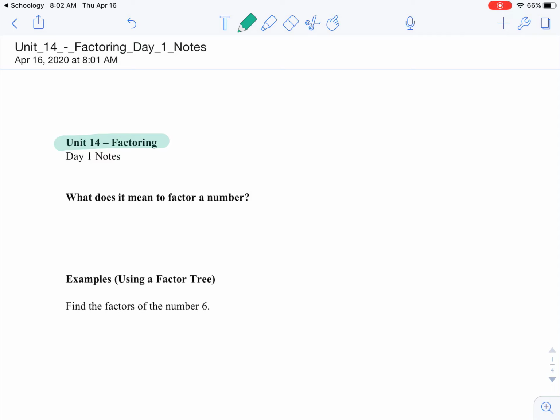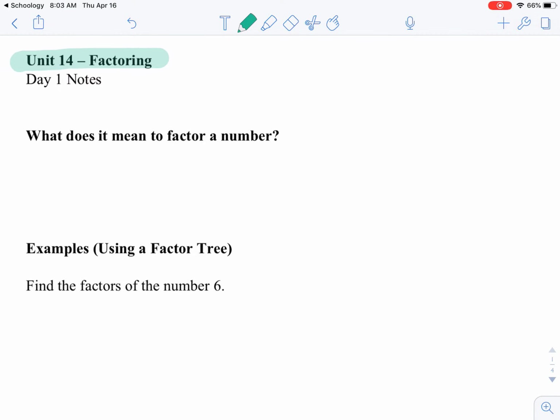As we go through Unit 14, we're going to take it slowly and really focus on one key thing a day. But just so you know, as we move forward, this is a key concept. The geometry teachers for next year have indicated to us this is very important. So when we start, we say, what does it mean to factor a number? What does factor mean?